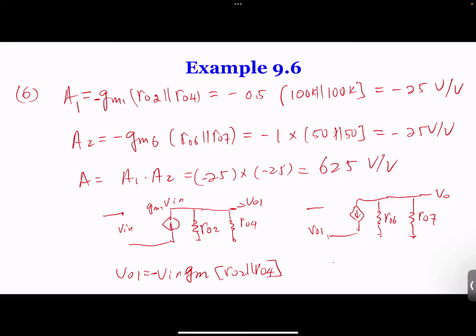For the second circuit, you have VO equal to GM times VO1 times RO6 in parallel with RO7, and then you get a minus sign. So this is how you can easily go back and forth, join the equivalent circuit and join the external resistance. This is internal resistance, and this is a current source. And here you do the same thing, you get the gain.